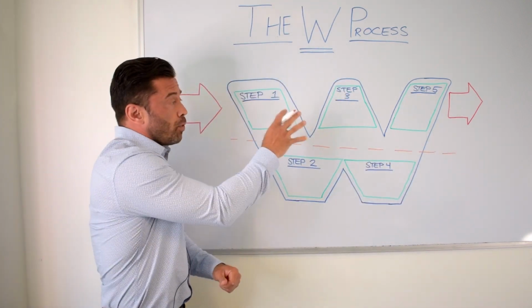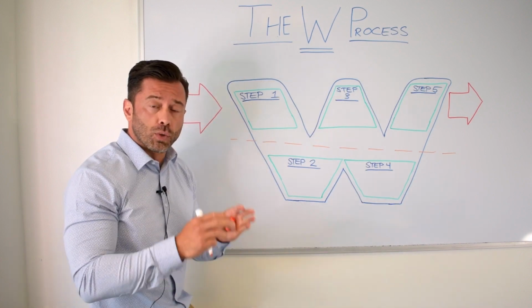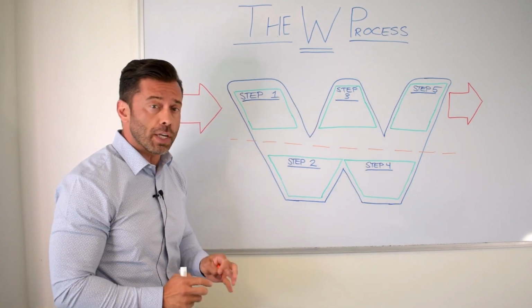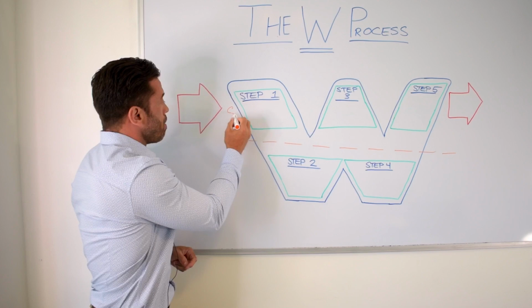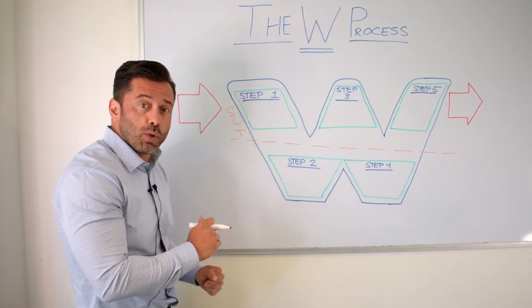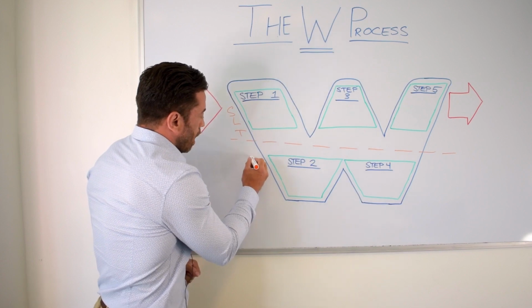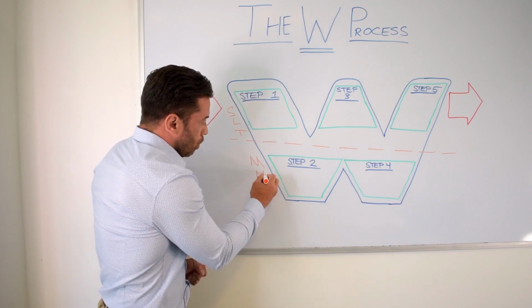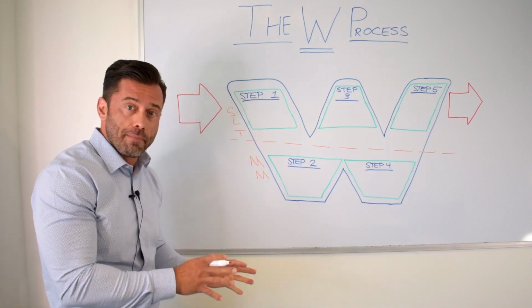Steps 1, 3, and 5 relate to the senior leadership team. For sake of simplicity, I will refer to them as SLT. At the bottom, steps 2 and 4, we interact with the middle management team, which I will refer to as MM.